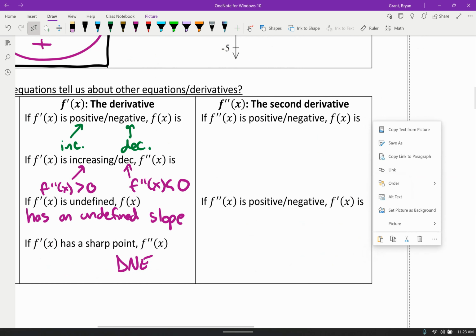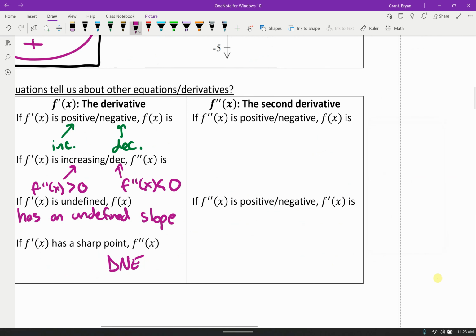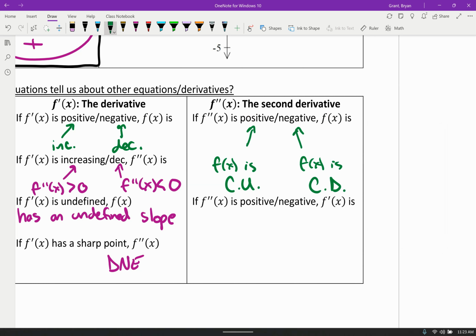Last but not least, let's talk about the second derivative. We know that if f double prime is positive, then f of x is concave up. F double prime being positive means f is concave up, and the opposite is true. F of x is concave down.